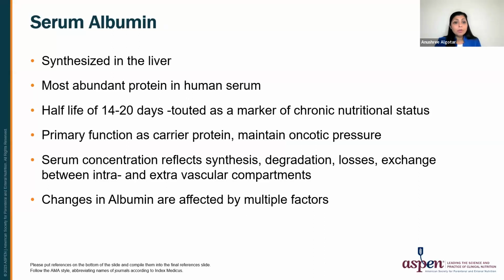Serum albumin. Albumin is synthesized mainly in the liver and is the most abundant protein in human serum. With a half-life of about 14 to 20 days, it has long been touted as a marker of chronic nutritional status. Its primary function is as a carrier protein, and it also helps to maintain oncotic pressure. Its serum concentration is reflective of its synthesis, degradation, losses, and exchange between intra and extravascular compartments. Thus, the changes in albumin are affected by multiple factors, and hence serum levels are not always reliable, especially in the presence of inflammation.